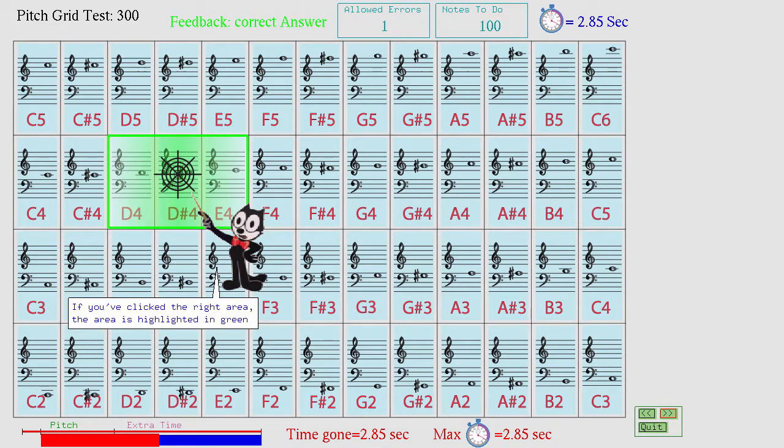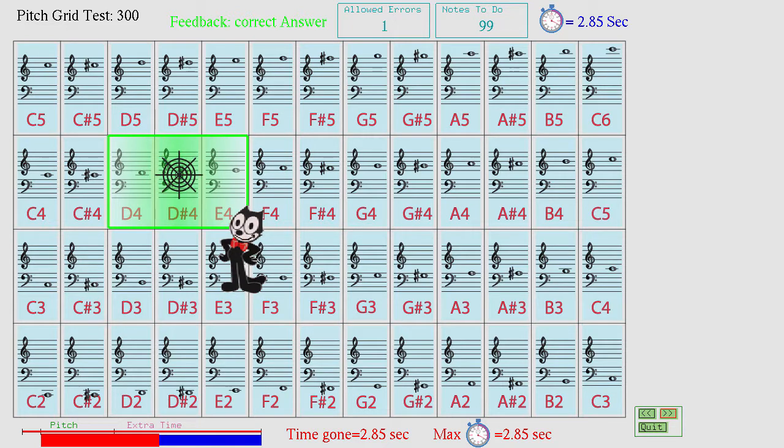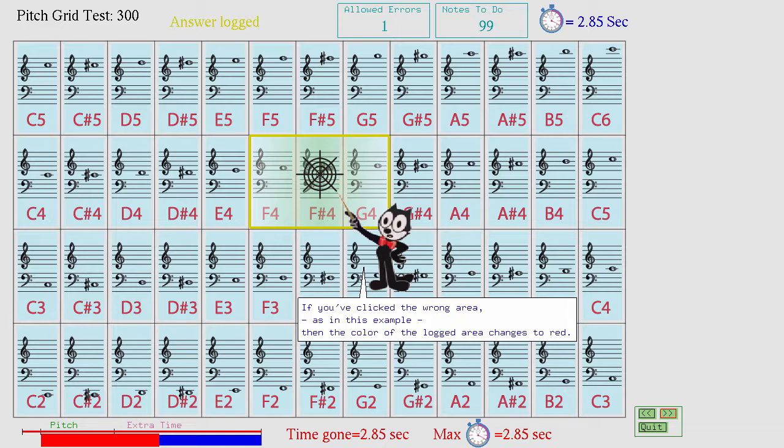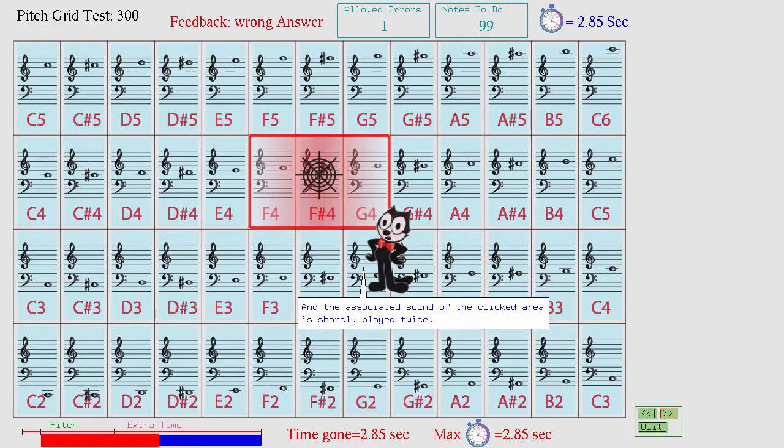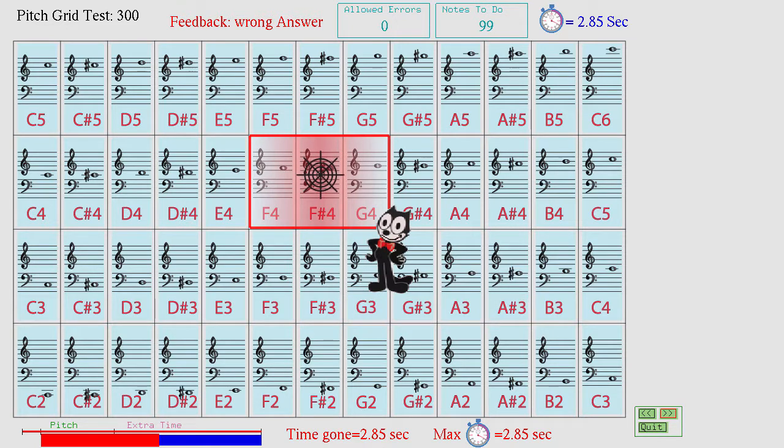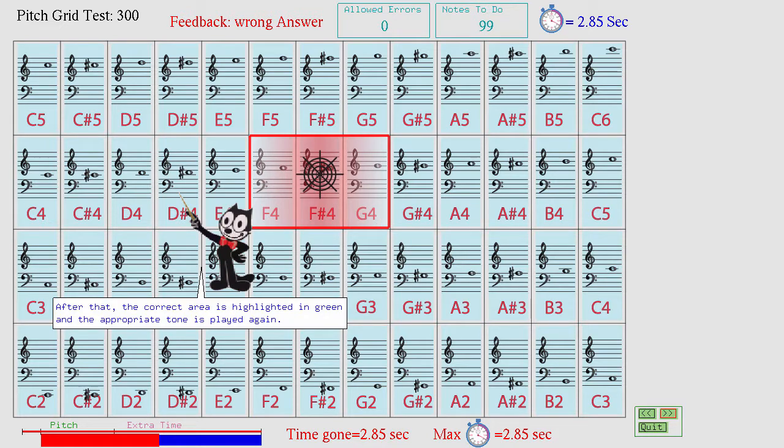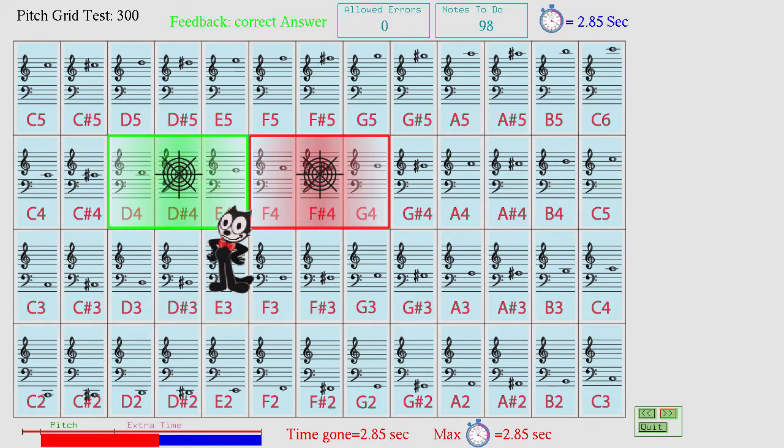If you've clicked the right area, the area is highlighted in green, and the correct tone, the tone tested, is played again. If you've clicked the wrong area, as in this example, then the color of the logged area changes to red, and the associated sound of the clicked area is shortly played twice. In this way, this feedback process allows you to hear your assumed answer. After that, the correct area is highlighted in green and the appropriate tone is played again.